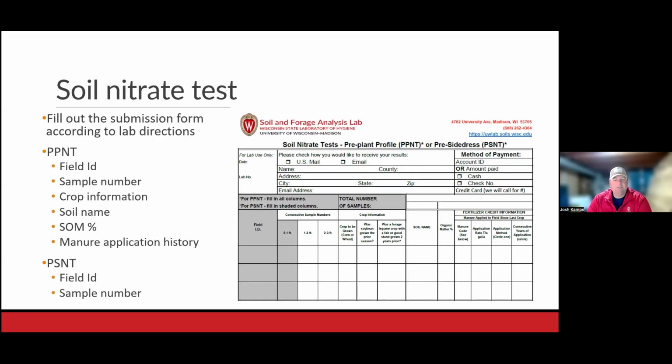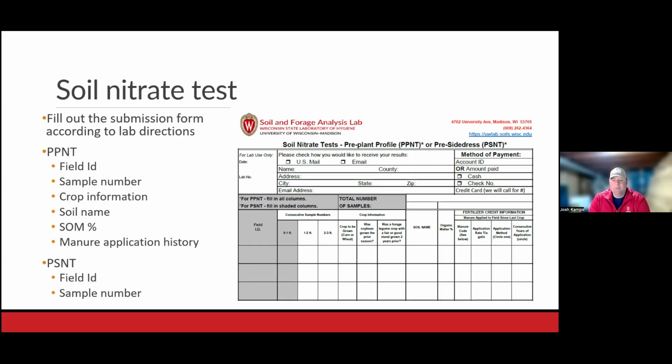Soil nitrate tests, you may be doing some of those here pre-plant or pre-side dress. So these are a couple of soil nitrate tests that are available. It has its own form. So make sure you print that out separate or have that available when you're taking those samples. You'll need the field ID, sample number, some crop information, soil name, soil organic matter, manure application history for the PPNT. Not as much for the PSNT. Okay. That is just field ID and that sample number.